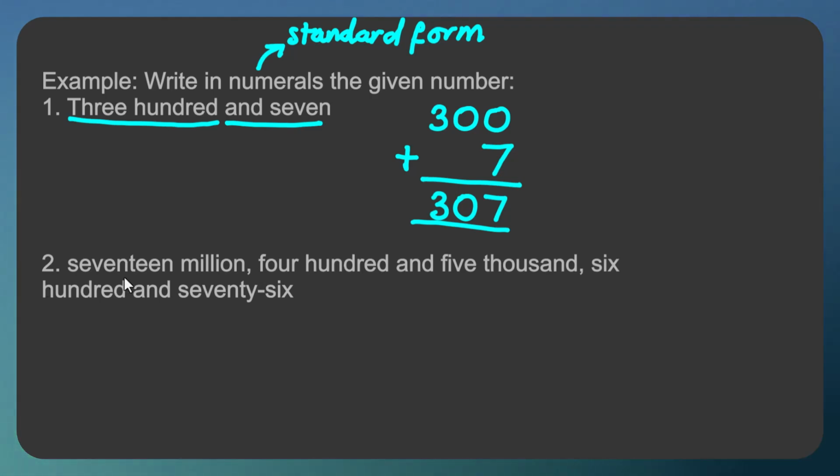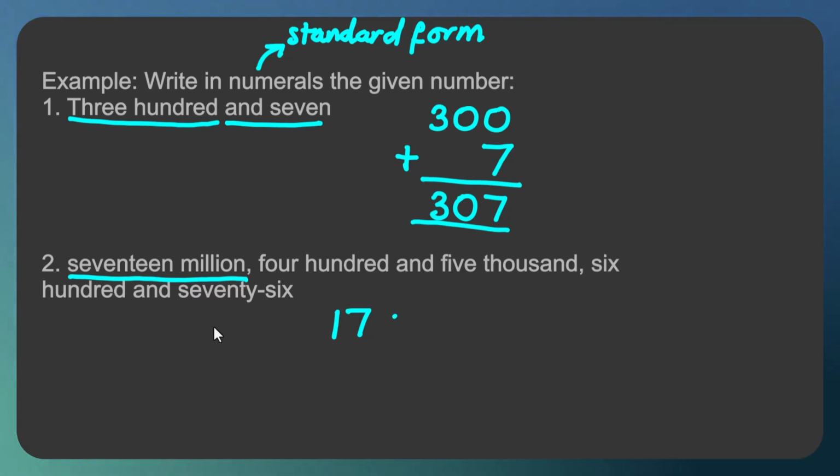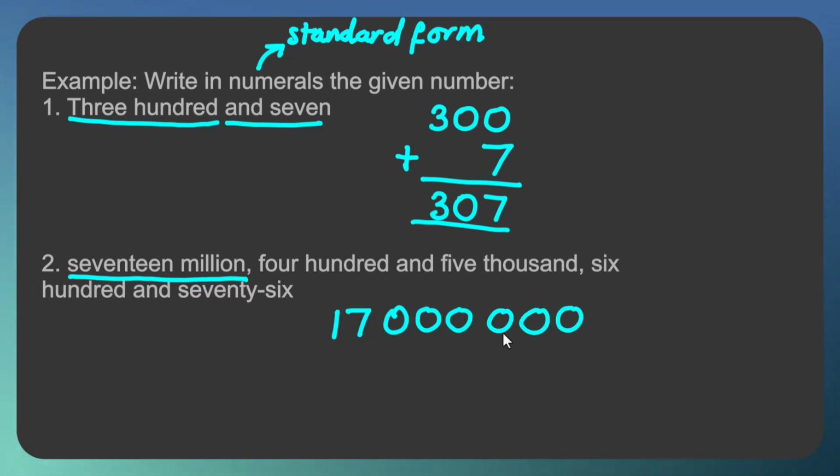In here we have 17 million. So we're going to underline this, and we write 17 first, and million, we know we have 6 zeros after the whole number digit, in this case our first non-zero digit, which is 7, going from right to left. So in here we put our zeros: 1, 2, 3, 4, 5, 6. This here is 17 million.